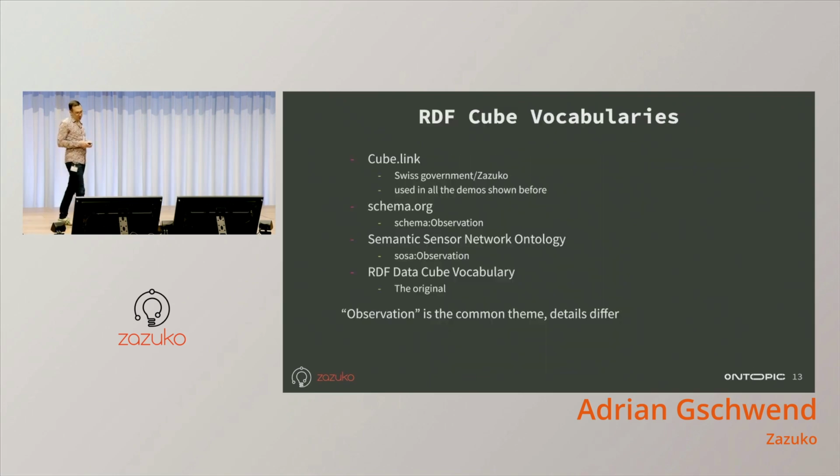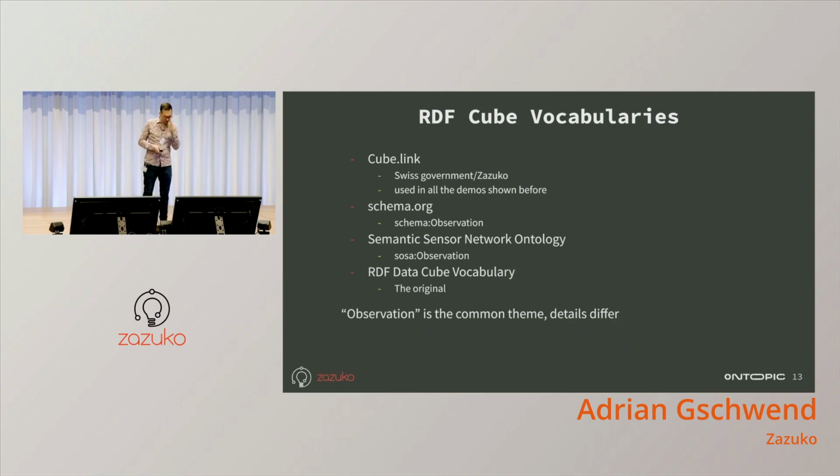There are existing cube vocabularies. We use one which is called cube.link. You can look up why we did our own. There is in schema.org something called schema.org Observation. In general, all these vocabularies have the concept of observation in it. So this is very similar. The way they do the metadata is a bit different.